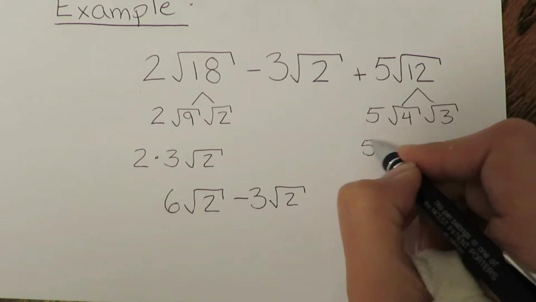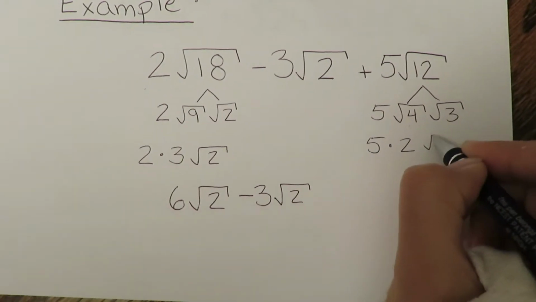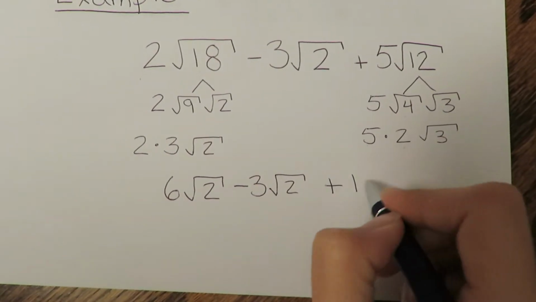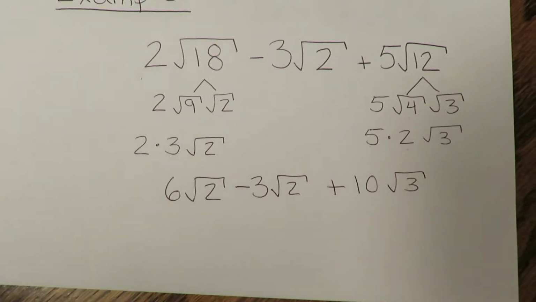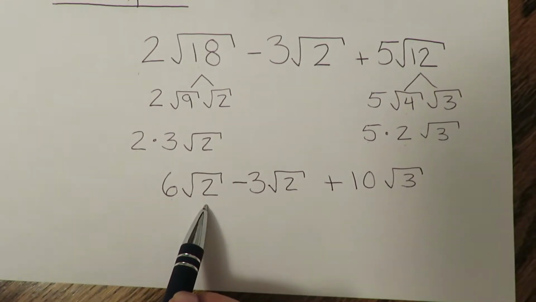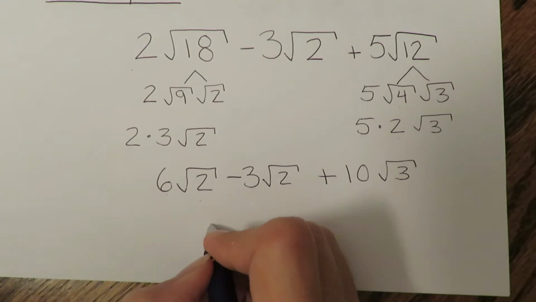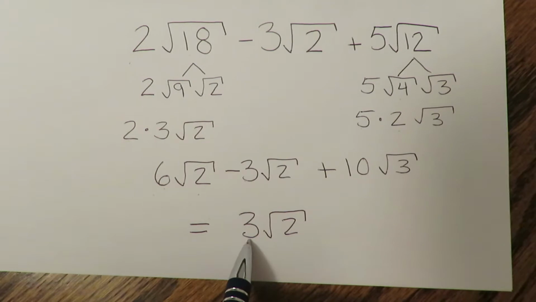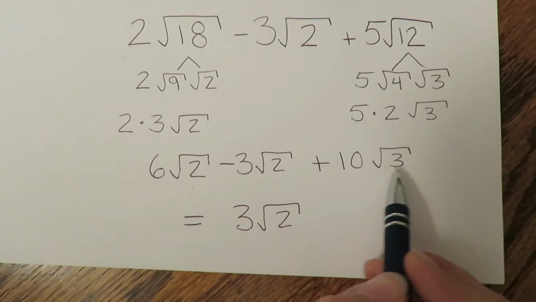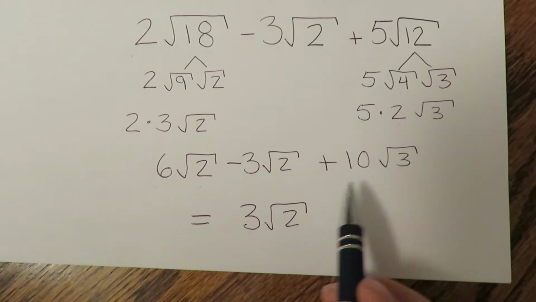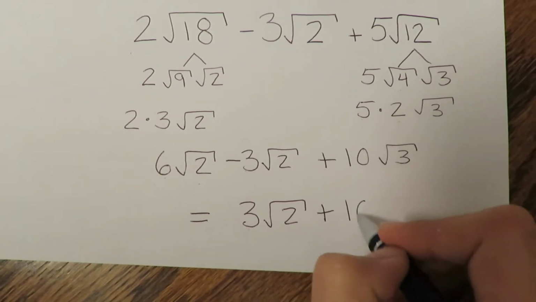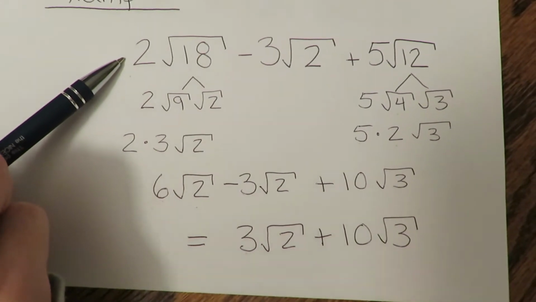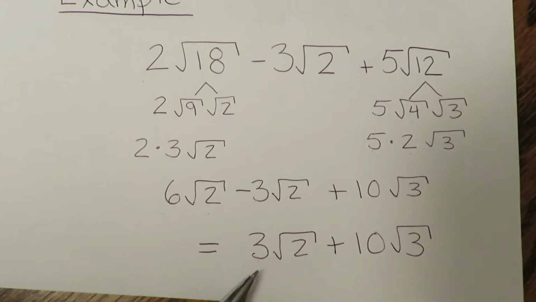Now I can simplify that to 5 times 2 square root 3's. In other words, 5 times 2 is 10, so I'm adding 10 square root 3's here. So I have 6 square root 2's, and I take away 3 square root 2's, so I'm left with 3 square root 2's, because 6 minus 3 is 3. Square root 3 is different than square root 2, so I can't put them together, but I just have left 10 square root 3. So in adding this, simplifying and combining, I end up with this.